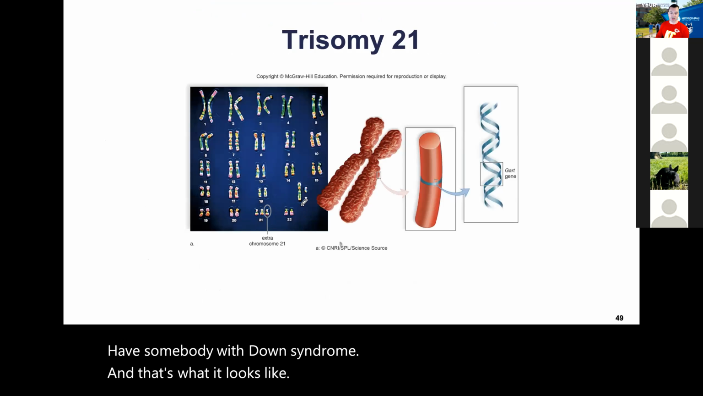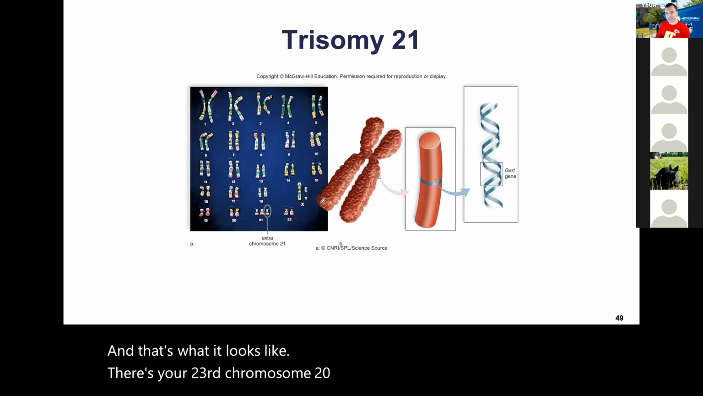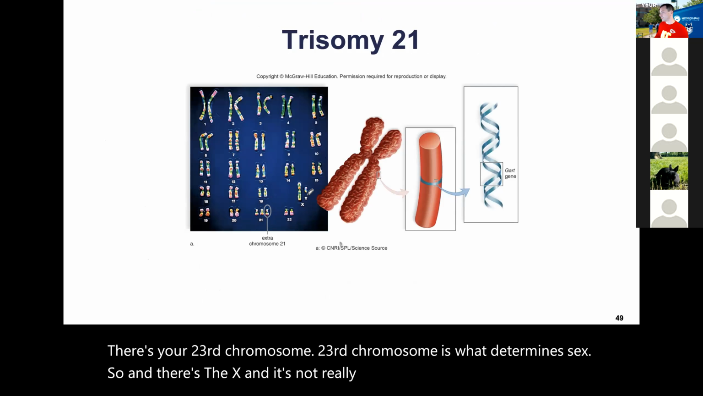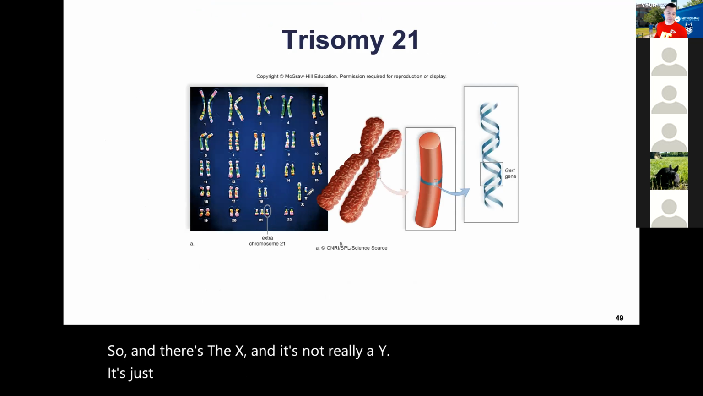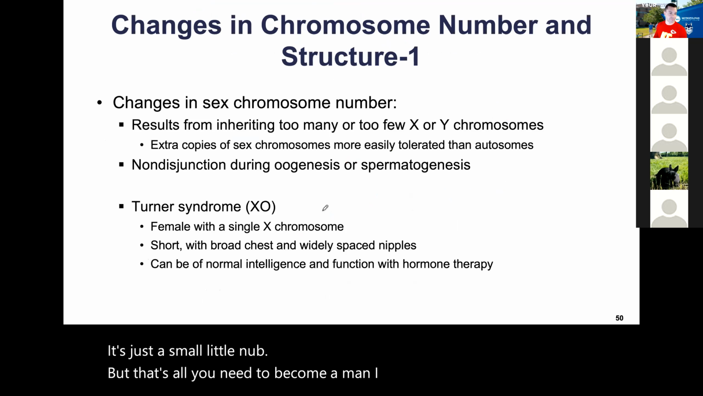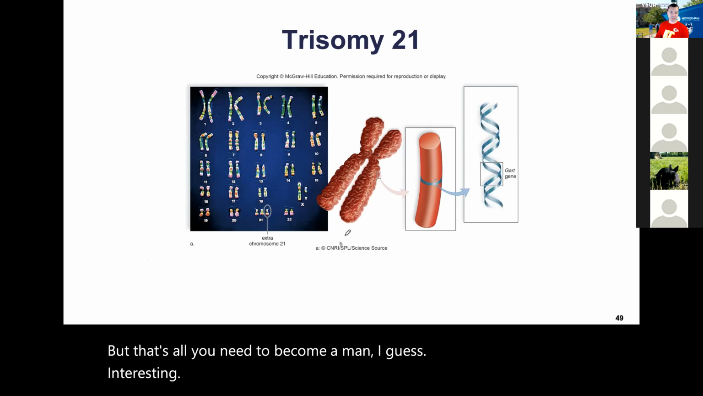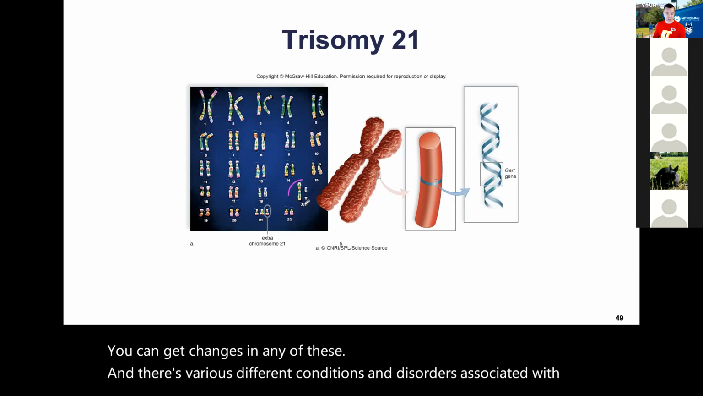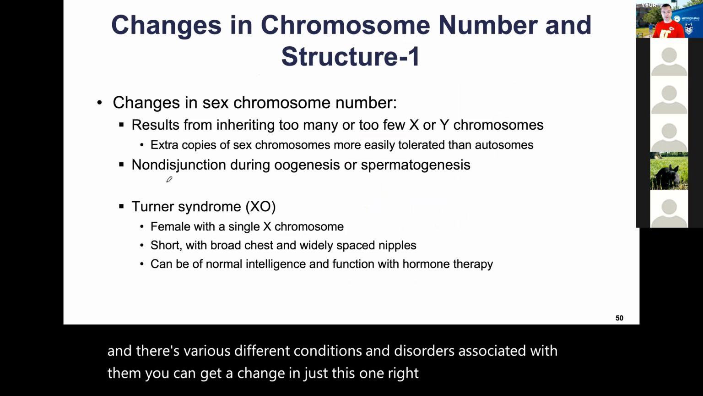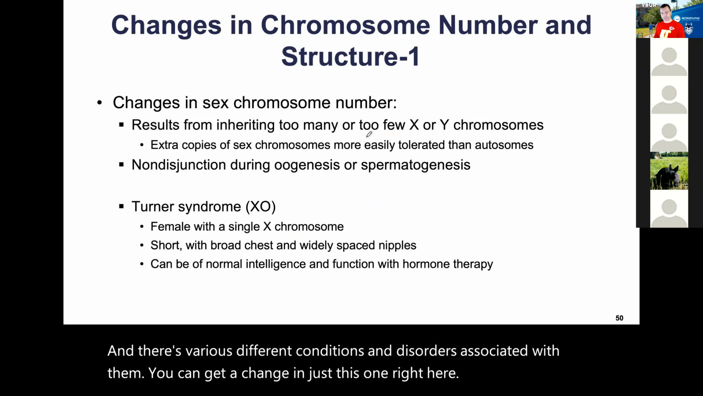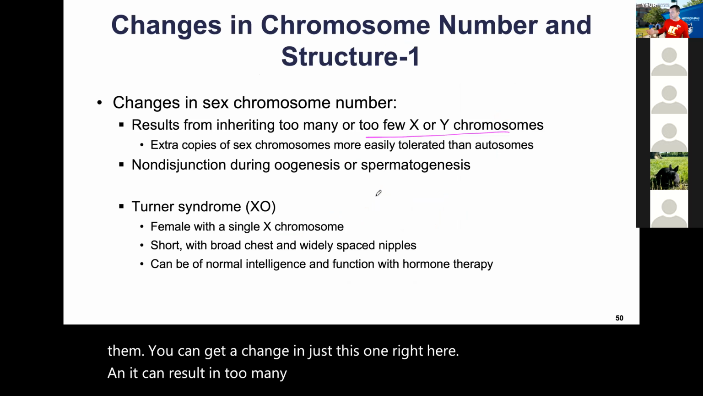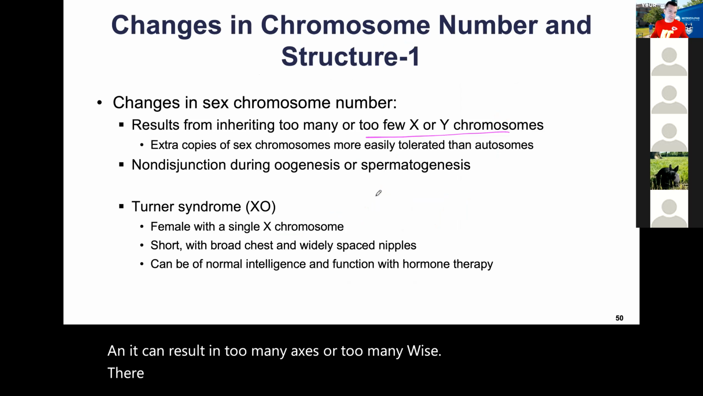There's your 23rd chromosome. The 23rd chromosome is what determines sex. And there's the X, and it's not really a Y. It's just a small little nub. But that's all you need to become a man, I guess. Interesting. You can get changes in any of these, and there are various different conditions and disorders associated with them. You can get a change in just this one right here, and it can result in too many X's or too many Y's. There are a number of them. I just find some of these fascinating.